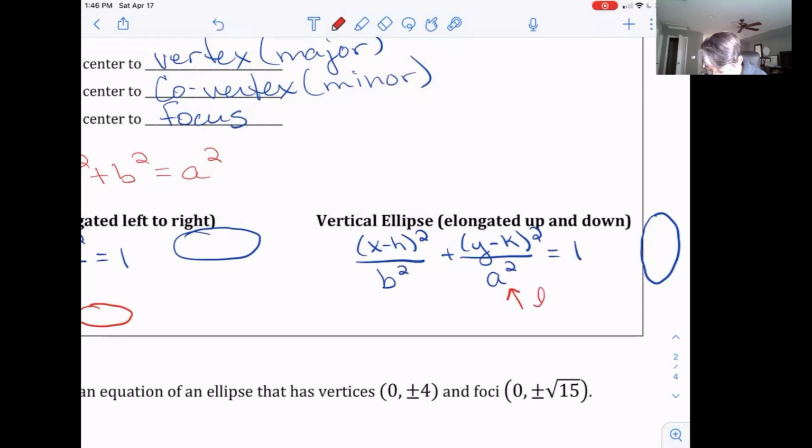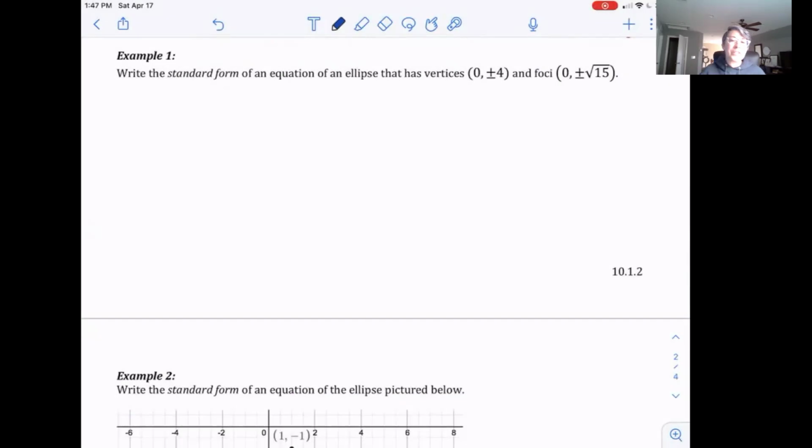So again, larger number under the y, meaning we have an elongated ellipse that goes up and down, like the y's, up and down. So let's try to write the standard form of an equation of an ellipse where we're given the vertices and the foci. Now, for me, I'm a visual learner, so it helps me to draw it.